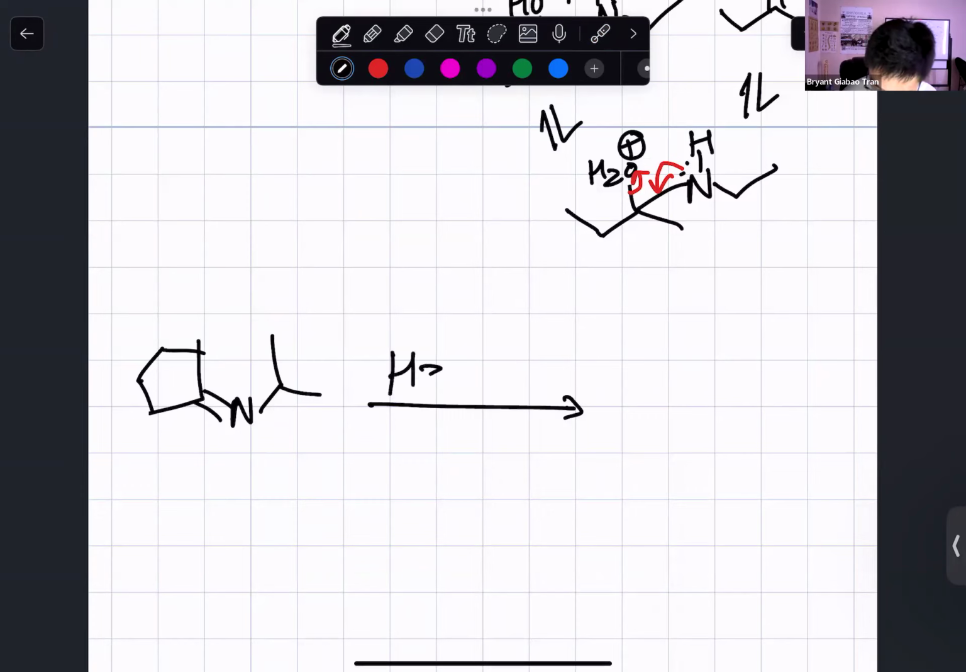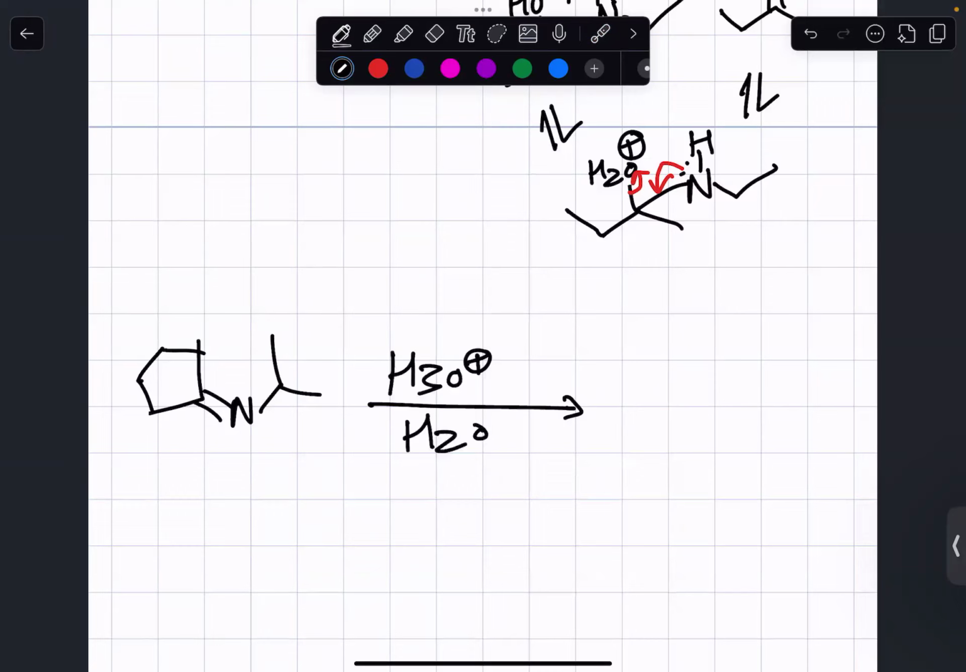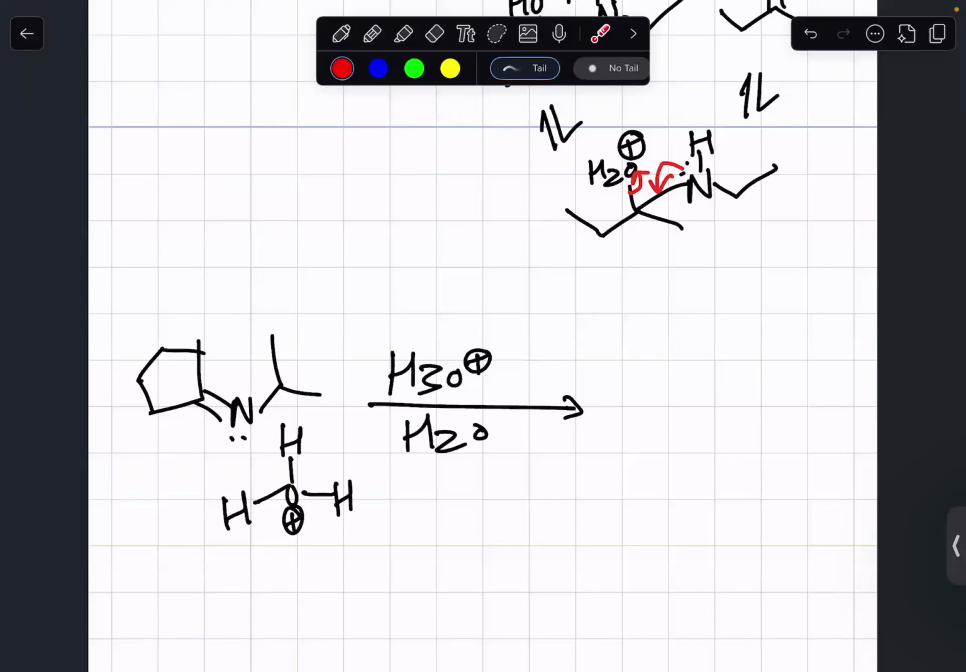Let's say we have H3O plus and water. Well, I think that whatever group is on the nitrogen is going to become a carboxylic acid group. So if I would predict the product, that would be the answer.